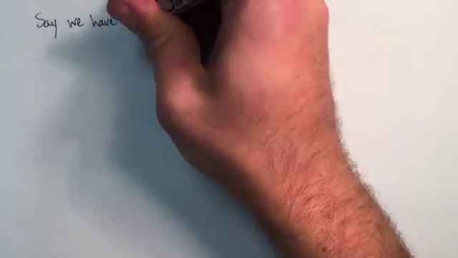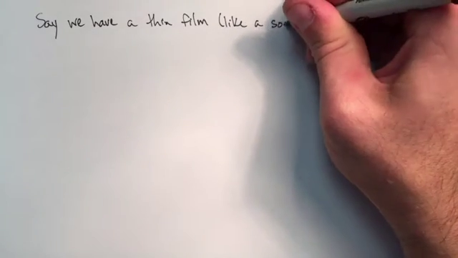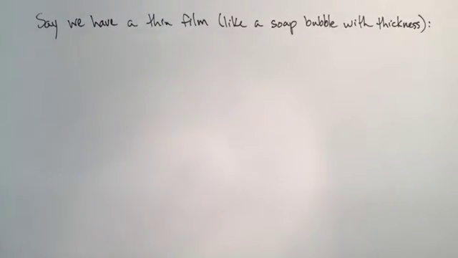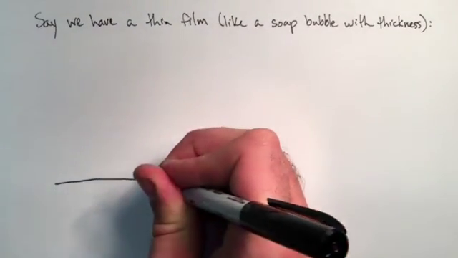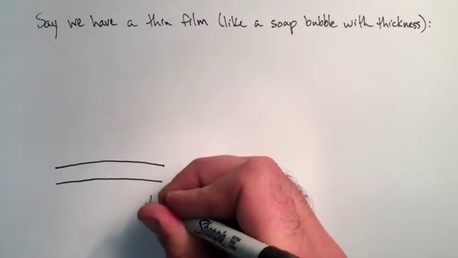So let's apply this to a thin film, something like a soap bubble. What we need to specify here is how thick that soap bubble is going to be. We're going to look at two thicknesses. The first one is going to be a thickness of 1/4 lambda. The second one will be a thickness of 1/2 lambda.